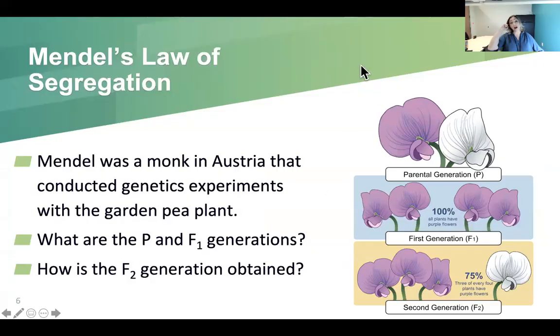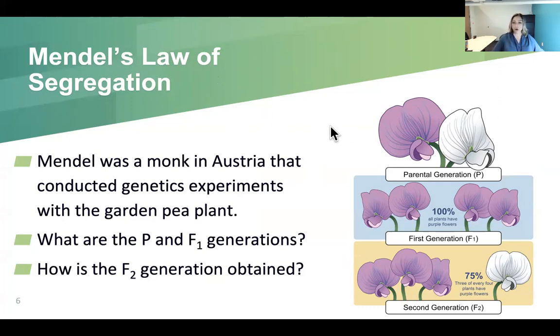This is the slide that I stopped at in the previous lecture video. I mentioned before that Gregor Mendel is the father of genetics. He was a monk that lived in Austria, and he did many, many experiments looking at inheritance of traits between parents that are reproducing sexually and offspring.